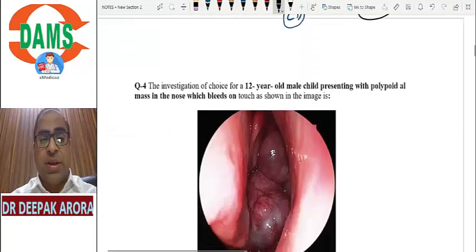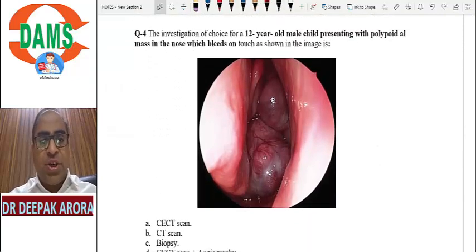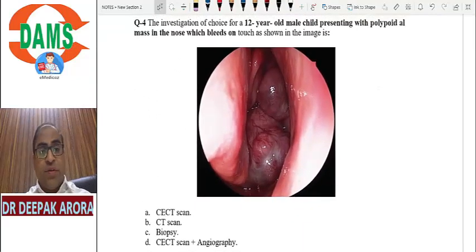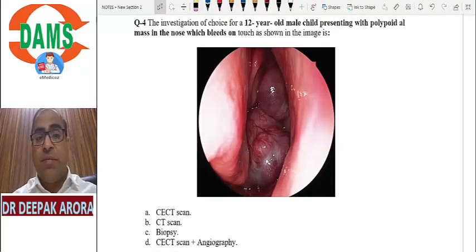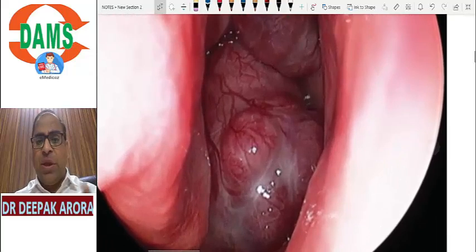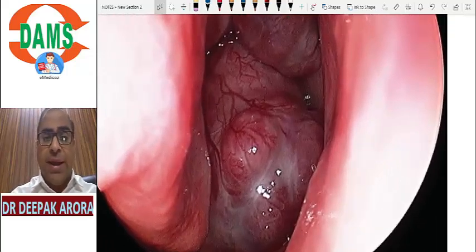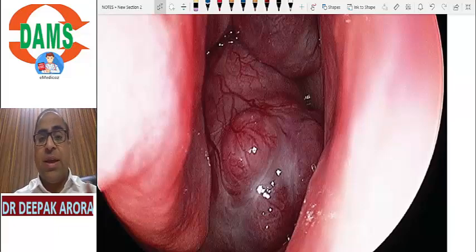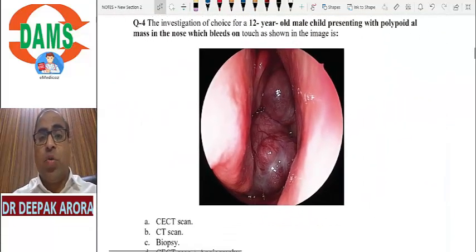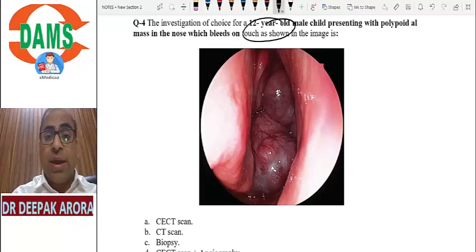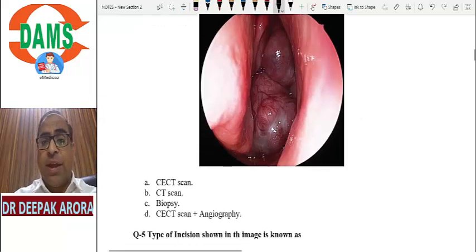Then coming to the next one, investigation of choice. The examiner is asking you the investigation of choice for a 12-year-old male child with a polypoidal mass which bleeds. Now, very nice concept. Rule of the game: whenever there is an image-based MCQ, first focus on the image. Can you appreciate a typical presentation of a tumor, a polypoidal mass with blood vessels, angiofibroma? It bleeds on touch. Young boy, angiofibroma.